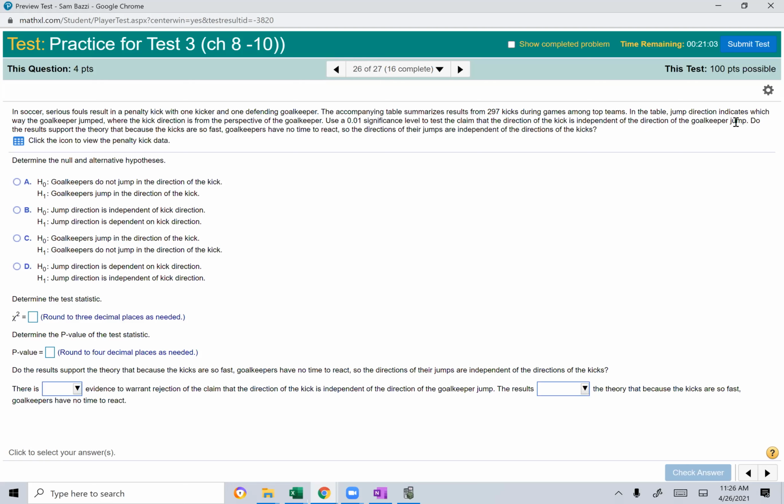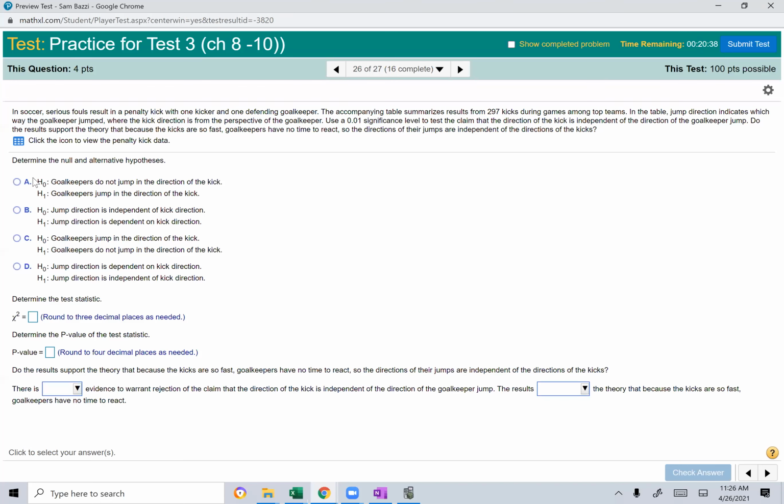So do they always go in the same direction? That's an interesting question. Do the results support the theory that because the kicks are so fast, goalkeepers have no time to react? So the direction of their jumps is independent of the direction of the kicks. Yeah, I think because it's so fast, goalkeepers just jump in any direction, hoping it will be the direction where the ball will be coming.